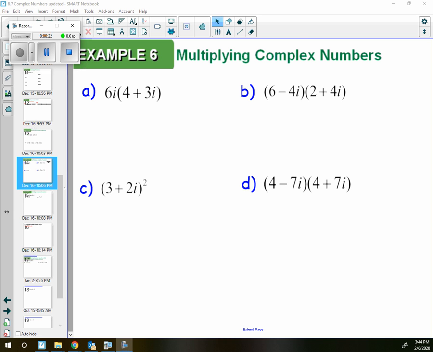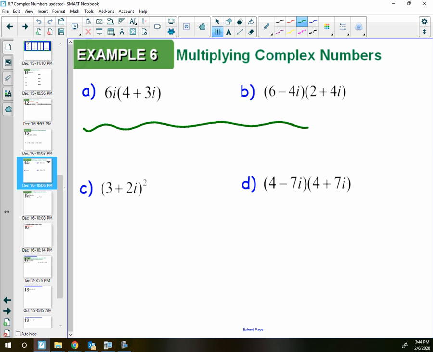So yesterday in your notes, we did A and B. So we talked about multiplication. So we ended there. So I want to start off with C and D then. So if you can find example 6, we're going to start off with C and D, and then we'll go into dividing. So we just have 4 examples to talk about.